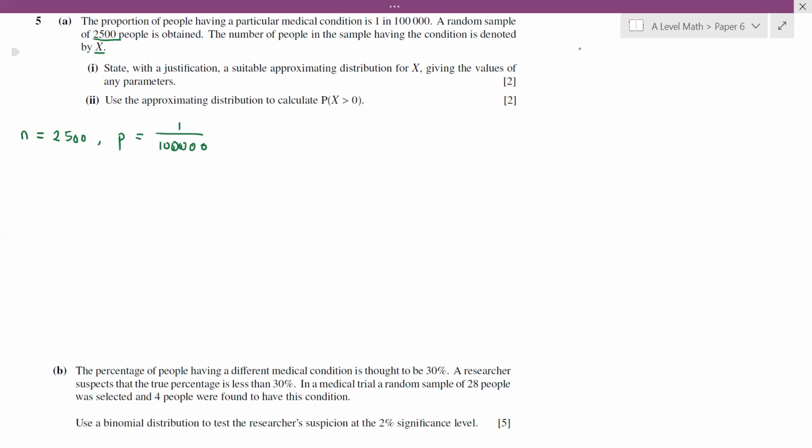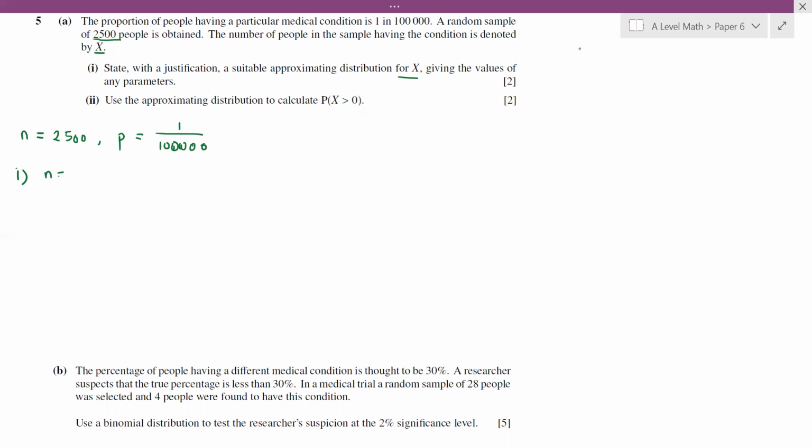The number of people having the condition is denoted by X. So you have N, you have P. This should be a binomial distribution. Part 1: state with a justification a suitable approximating distribution for X, giving values of any parameter.